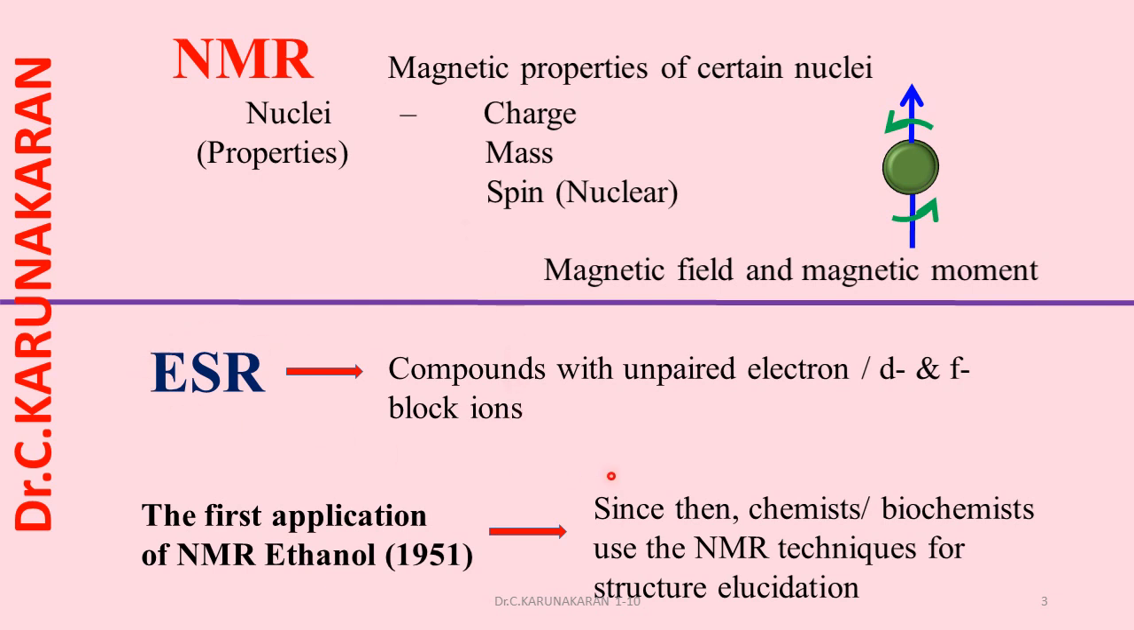And next, ESR spectroscopy is exhibited by compounds with unpaired electrons, transition metal ions, inner transition metal ions, or f-block metal ions. While they were drinking beer and working in the EPR instrument, they put the beer sample in an NMR tube and got nice peaks. Since then, chemists and biochemists use NMR techniques for structural elucidation and various other applications.